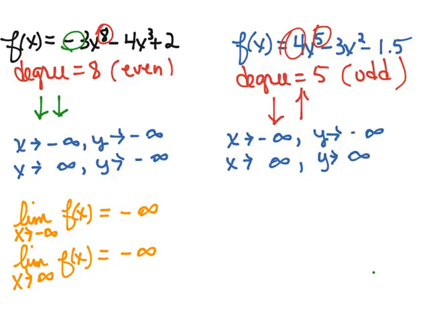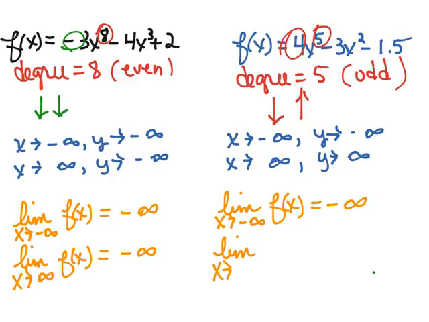Or if we want to write it the calculus way using limit notation, the limit as x approaches negative infinity for this function f is equal to negative infinity. The limit as x approaches positive infinity of this function f is positive infinity.